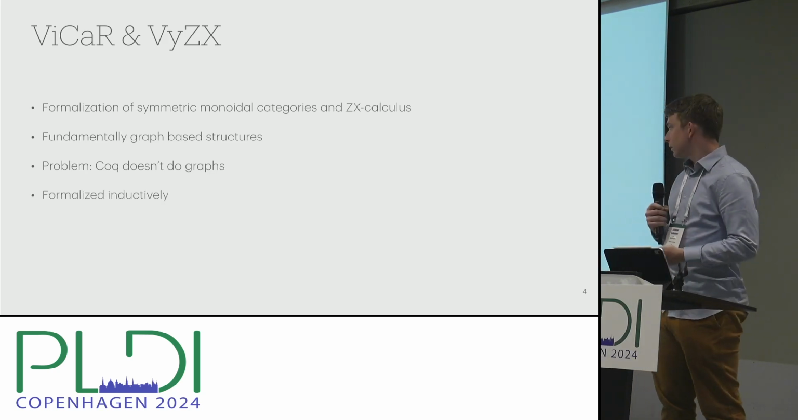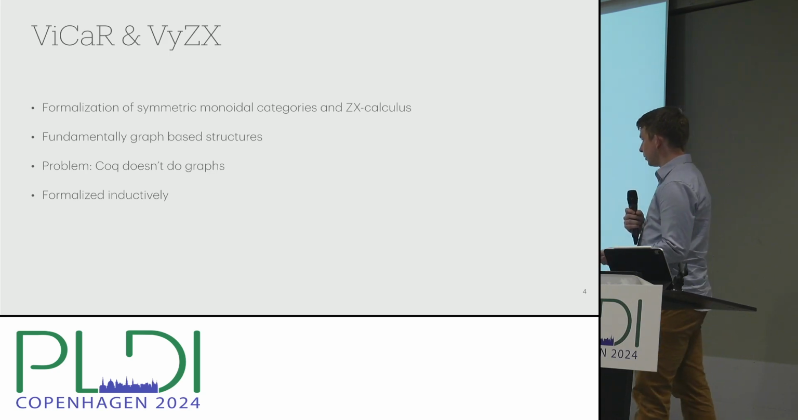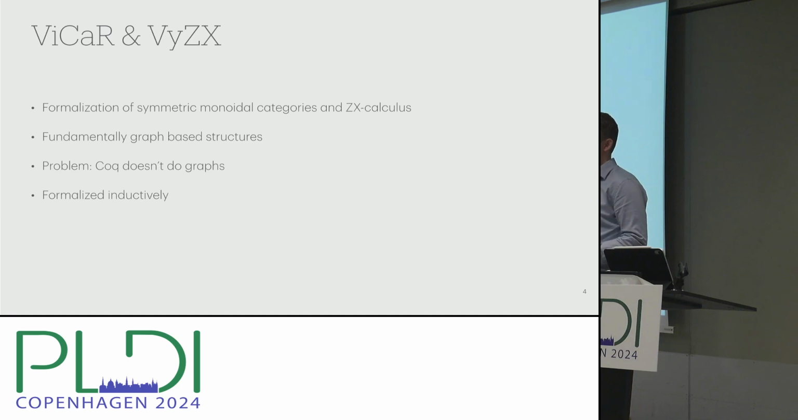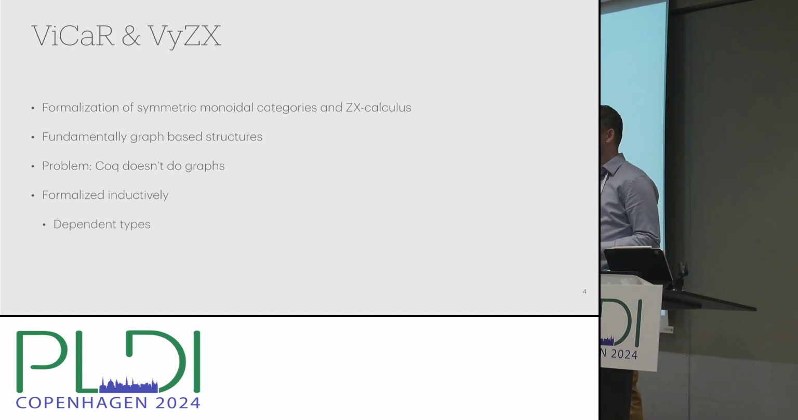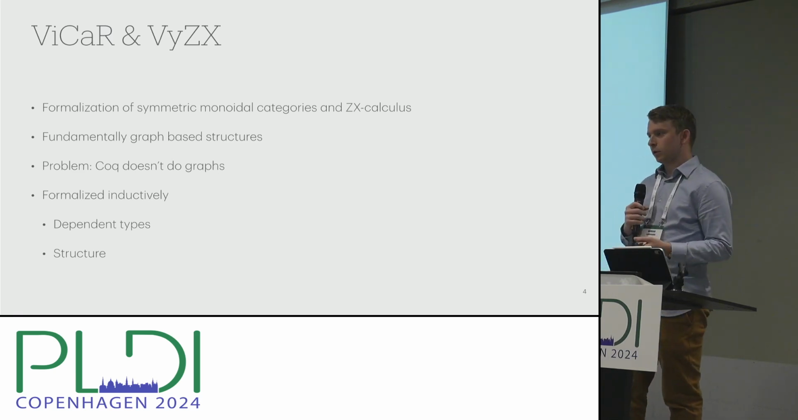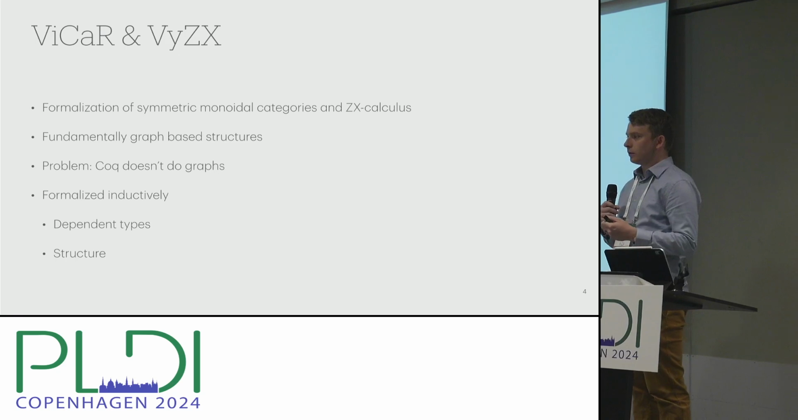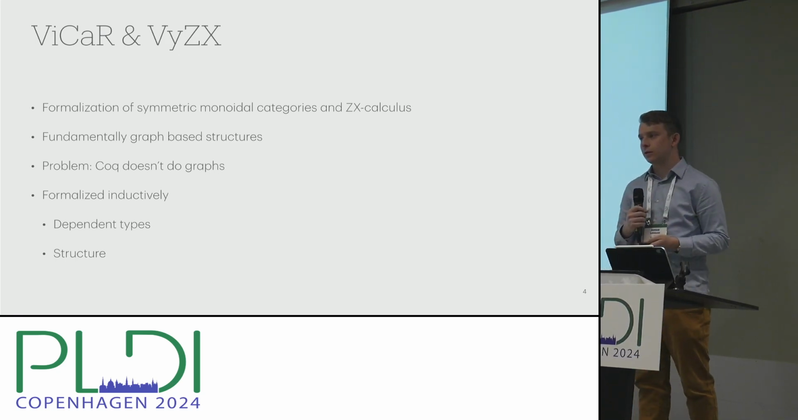So what we did is our two libraries formalize symmetric monoidal categories and ZX calculus respectively in an inductive fashion. And to do that, we used a bunch of dependent types, which will become relevant, and it caused a lot of structure because when encoding symmetric monoidal categories we saw earlier, there are these composition operators floating around, and those will be a problem.